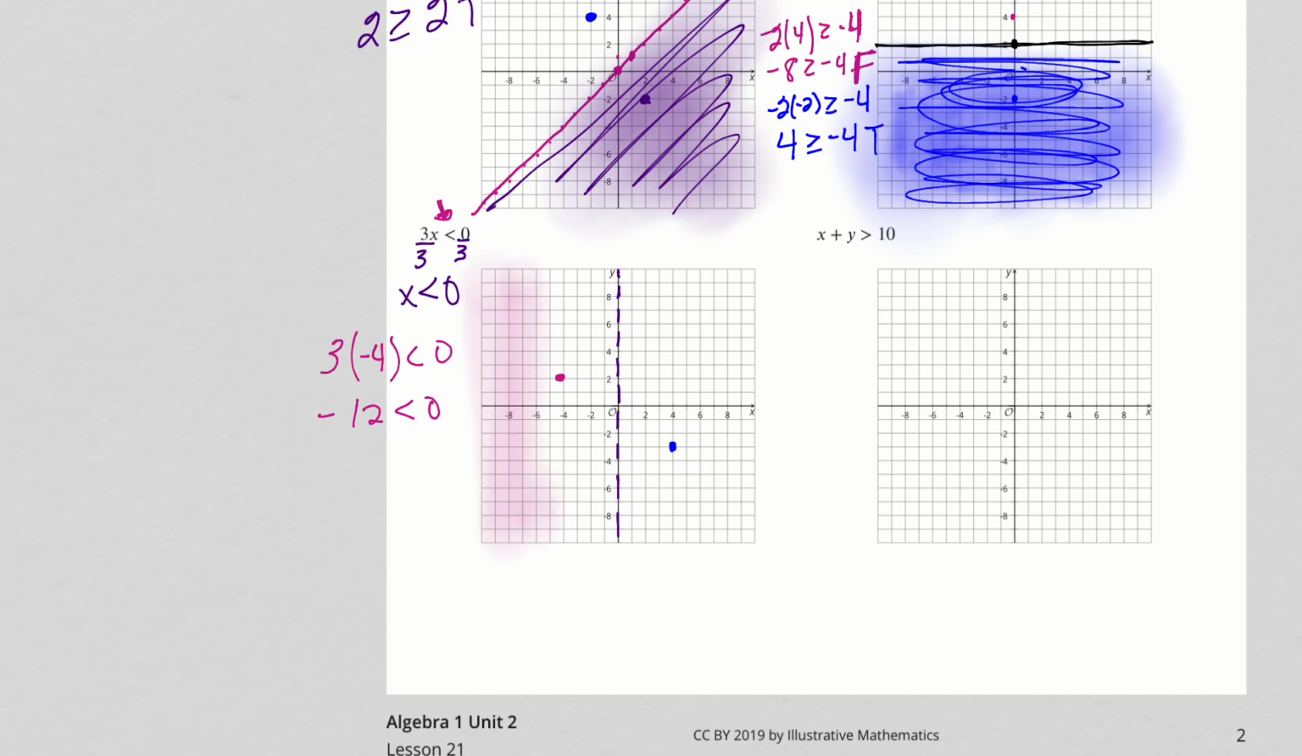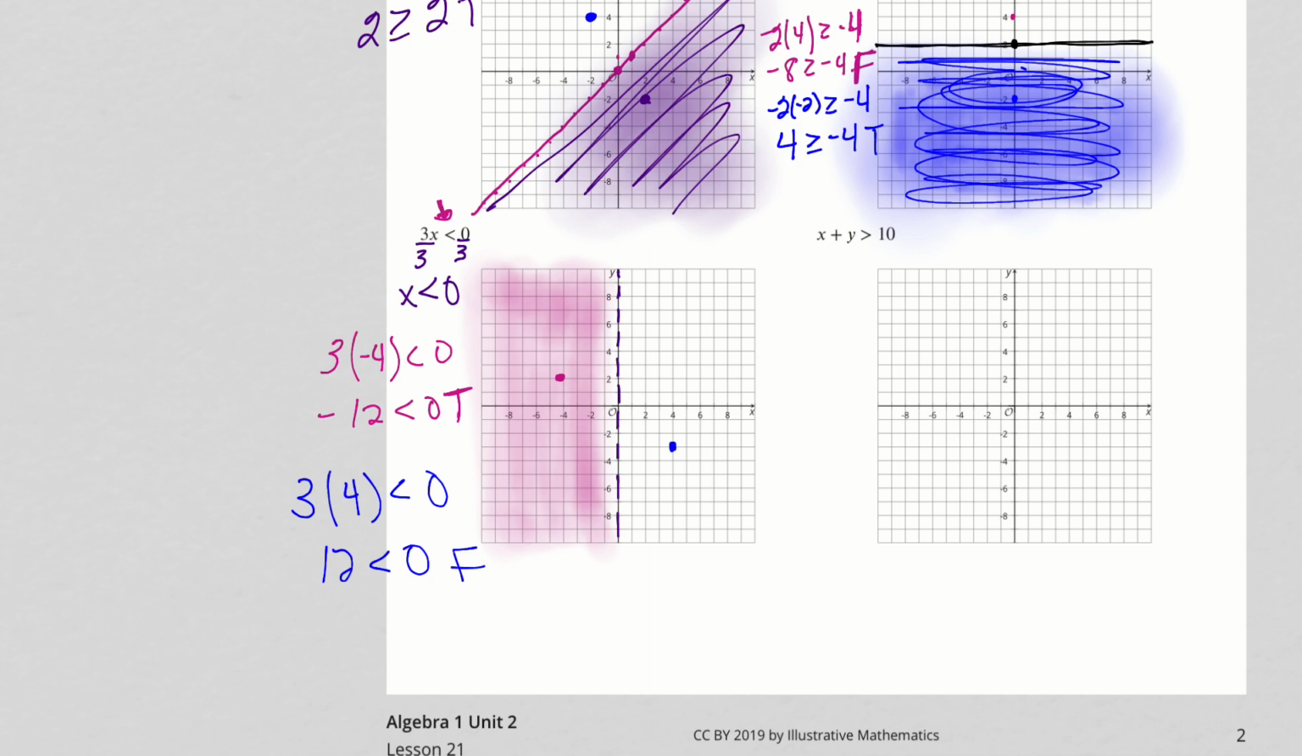We can double check the right side by plugging that into the original equation. So we have 3, whoopsie, I need to change that. So 3 times 4. I somehow picked the same number. That's okay. So we have 12 is less than 0, and that is false. So we shade the side that is true.